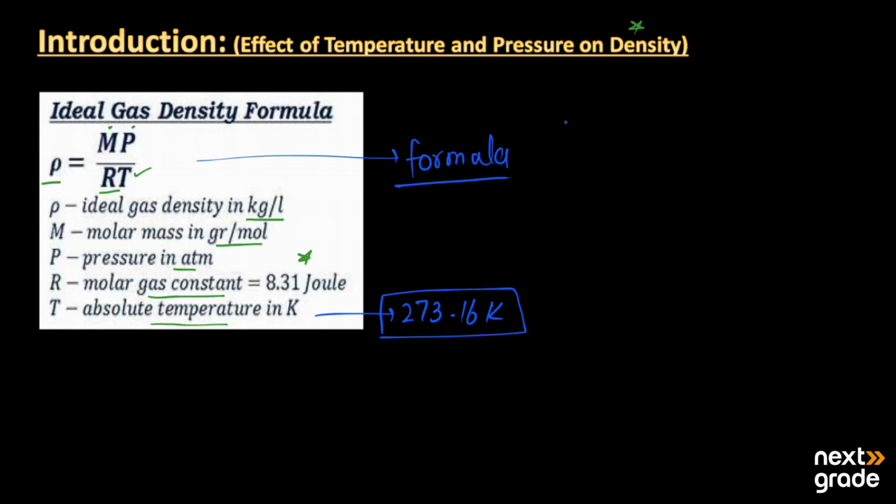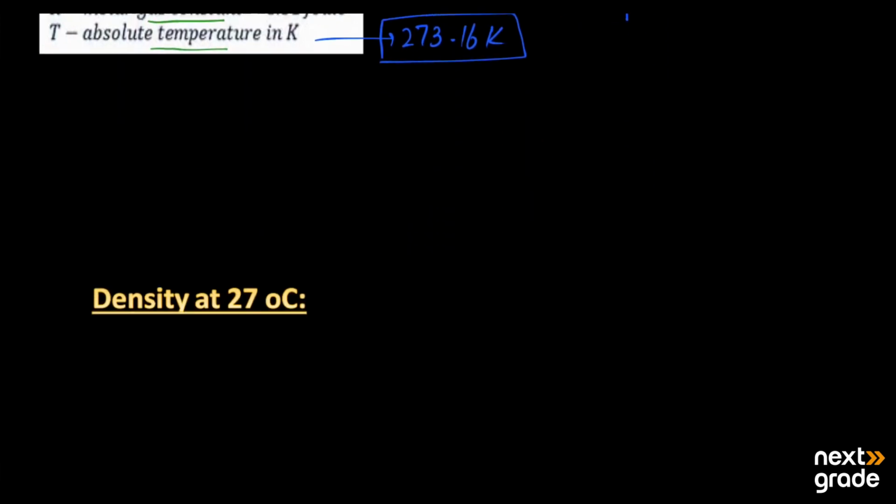From this formula, we have just seen that density is directly proportional to the molar mass. Density is directly proportional to the pressure. If both molar mass and pressure increase, then the density also increases. But on the other hand, the density is inversely proportional to the temperature. When temperature increases, density decreases. So there is an inverse relation between density and temperature. Let's look at simple calculations showing how the density is affected by temperature and pressure.